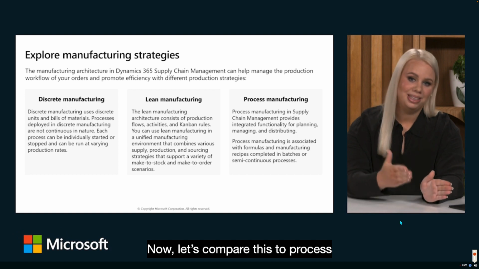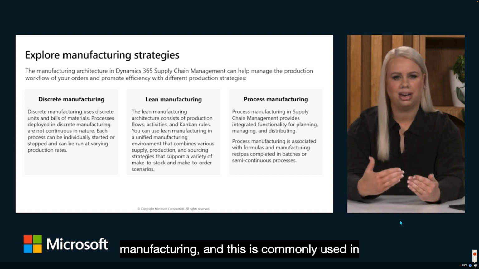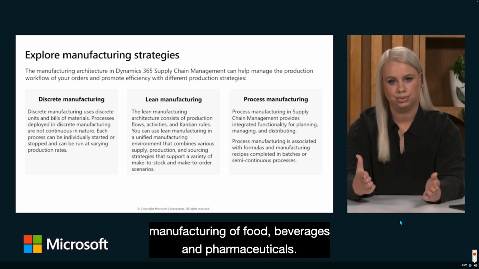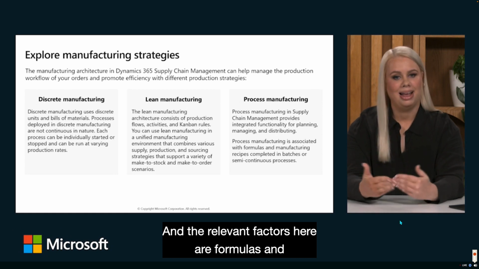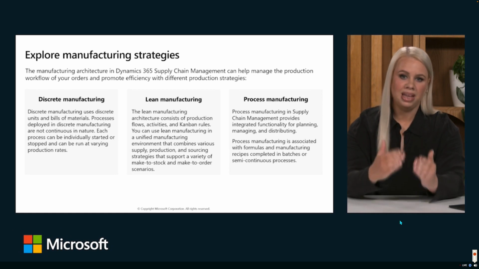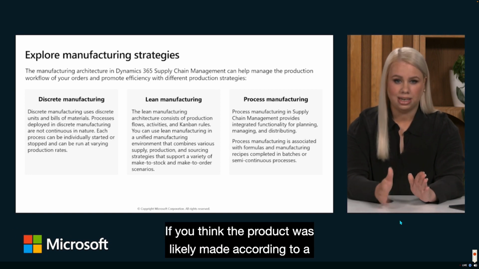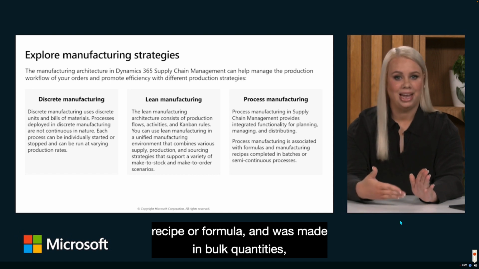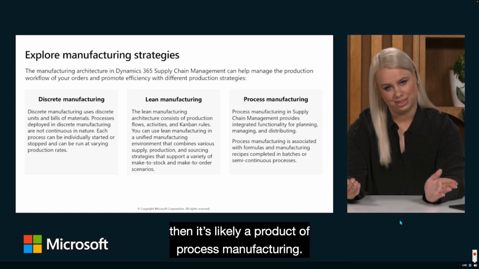Now, let's compare this to process manufacturing. And this is commonly used in manufacturing of food, beverages, and pharmaceuticals. And the relevant factors here are formulas and bulk materials, as opposed to a bill of materials. If you think the product was likely made according to a recipe or formula and was made in bulk quantities, then it's likely a product of process manufacturing.